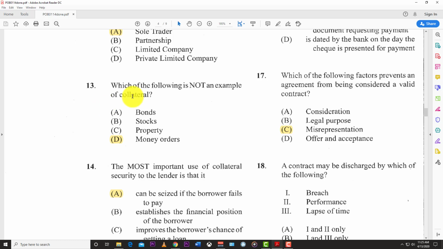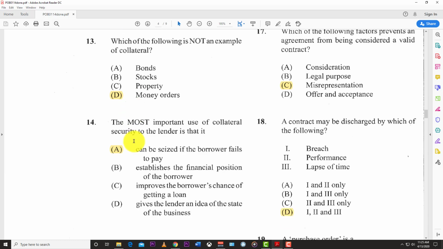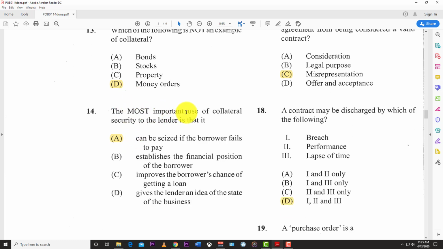Number 13, which of the following is not an example of collateral? And the best answer here is money order. Collateral are those things they can use in order to obtain financing, obtain a loan, and money order is not such a thing.